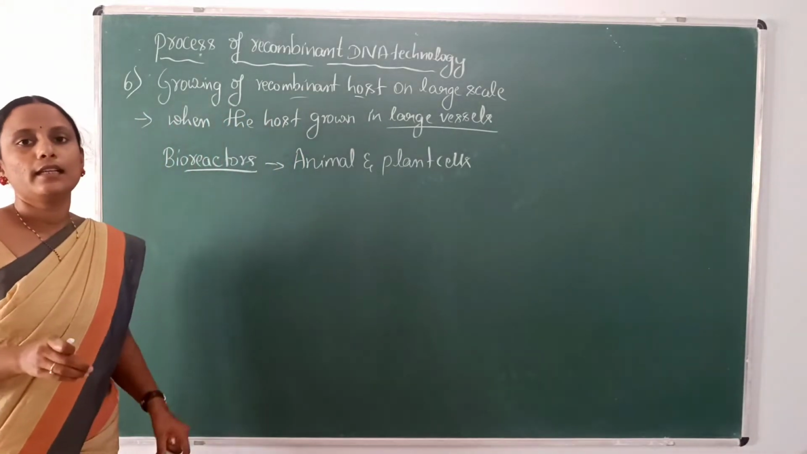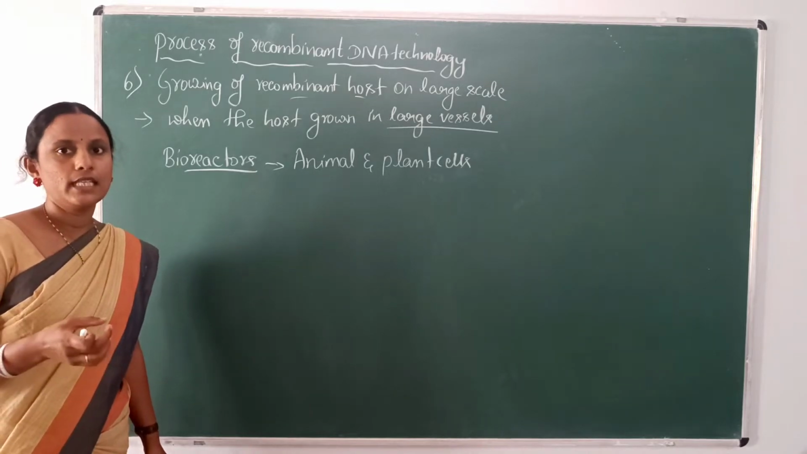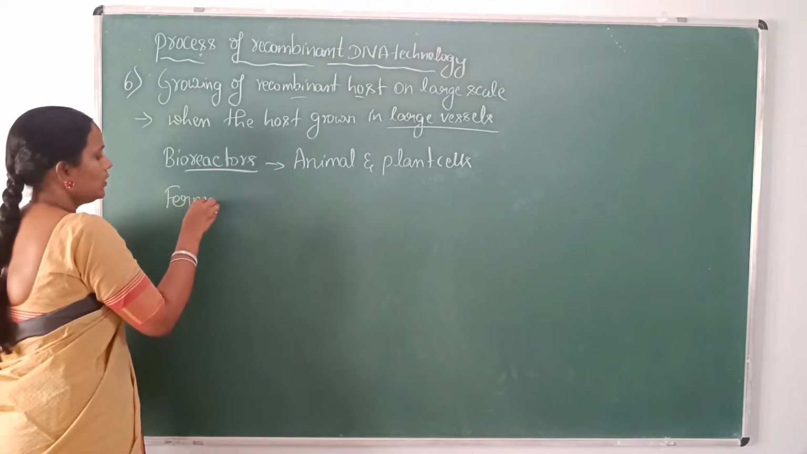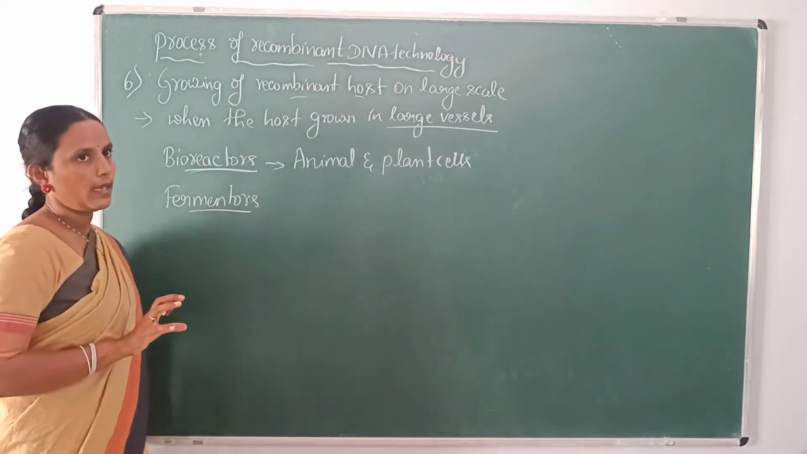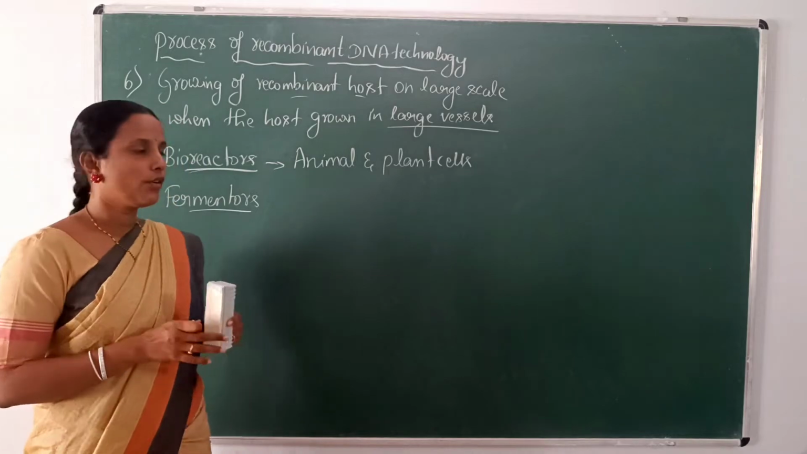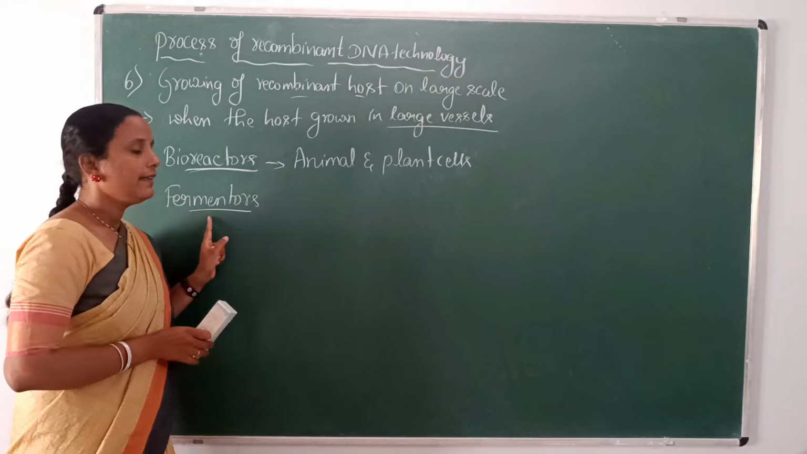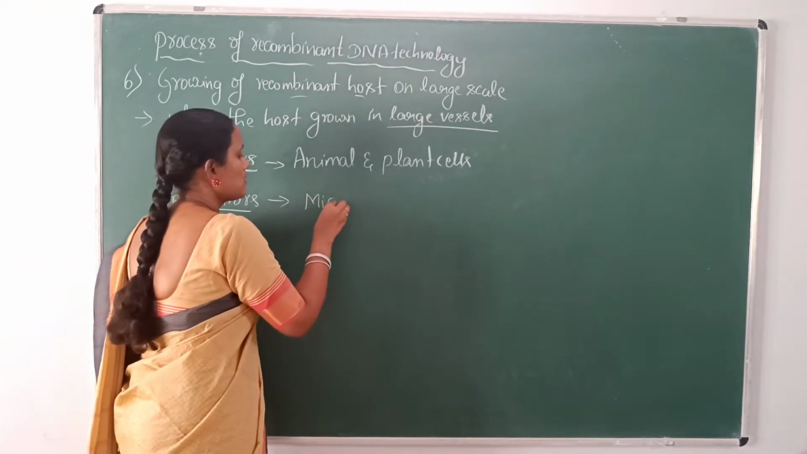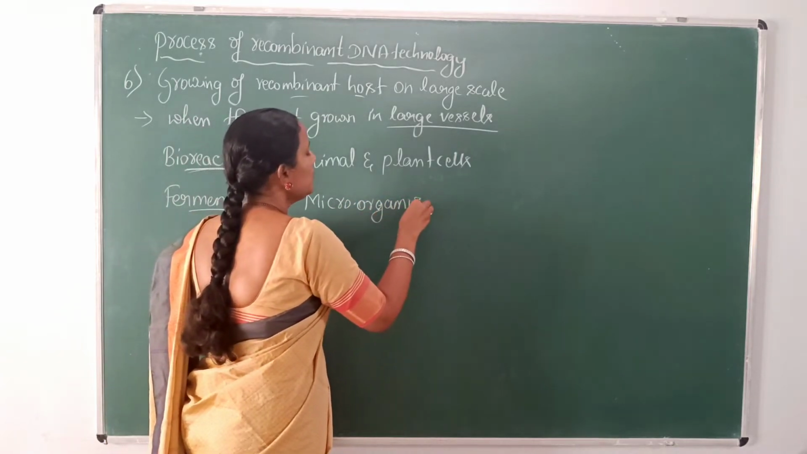Suppose those large containers are used for growing microorganisms like bacteria, then they are called fermenters. So that is the only difference. Here the controlling systems, everything will be the same, but if the vessel is used for growing plant or animal cells, then they are called bioreactors, and if it is used for growing microorganisms, then it is called fermenters.